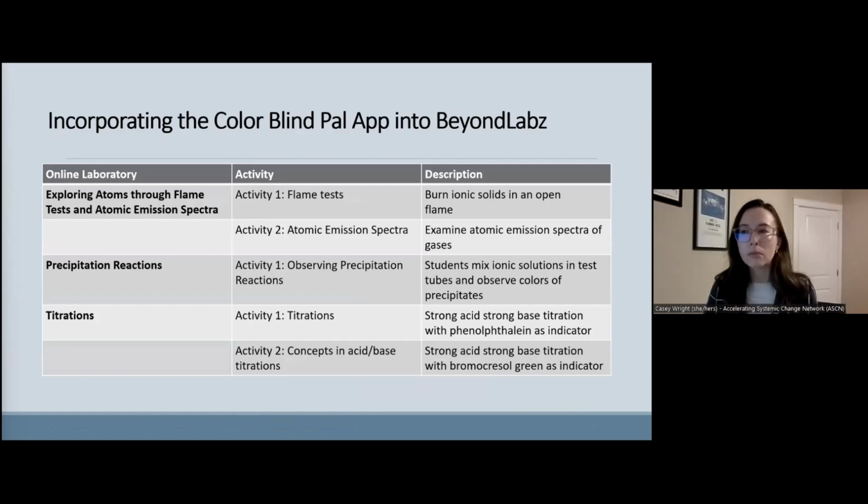And so what we did was, when we looked at our first semester general chemistry curriculum, we anticipated that there were going to be several lab activities where students might need to use the app to make color-based observations. And those labs included flame tests, precipitation reactions, and titrations. So I'm going to share with you just an overview of what those activities were and then how we used the app.